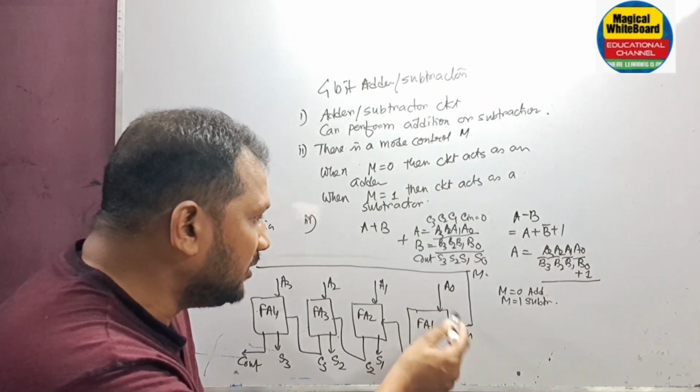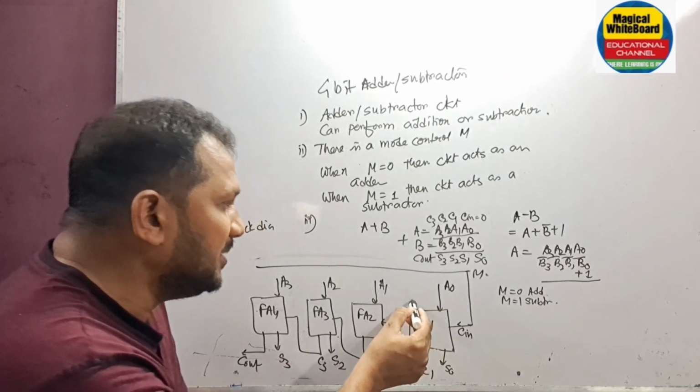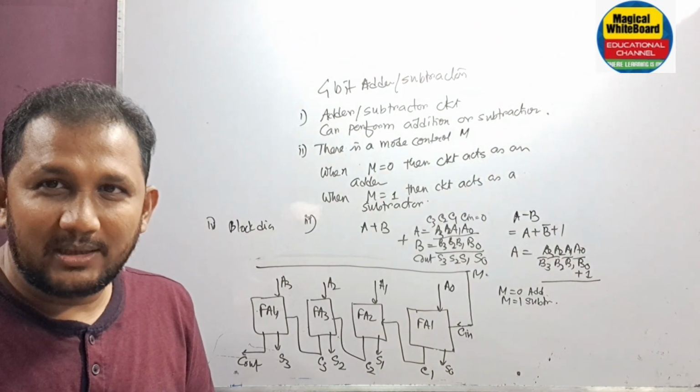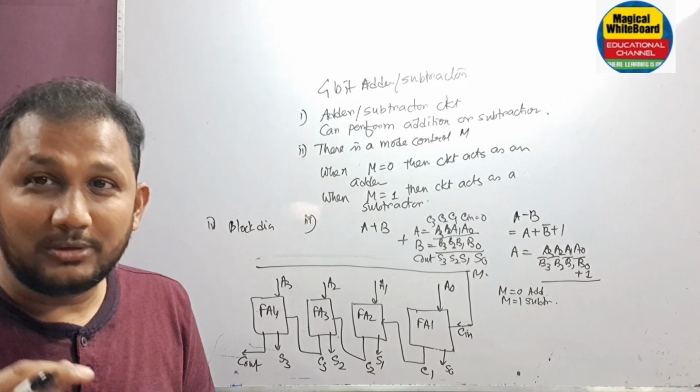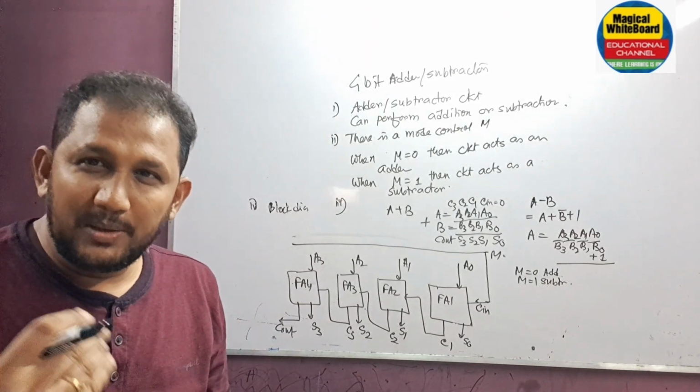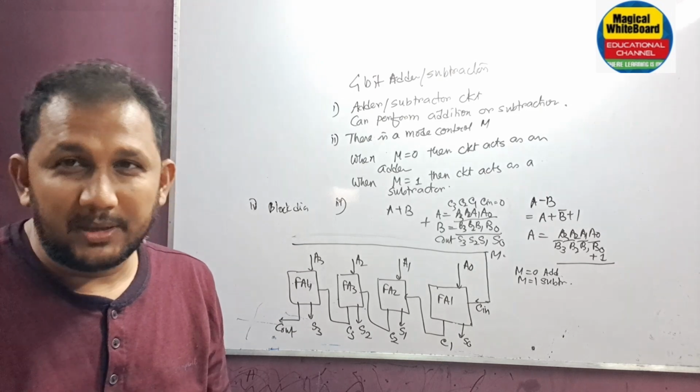So 3 input means A, and there is B input, and the carry input. Now in case of addition, B will remain B, and in case of subtraction, B will be converted to B bar. Now let us consider how to implement this B and B bar.